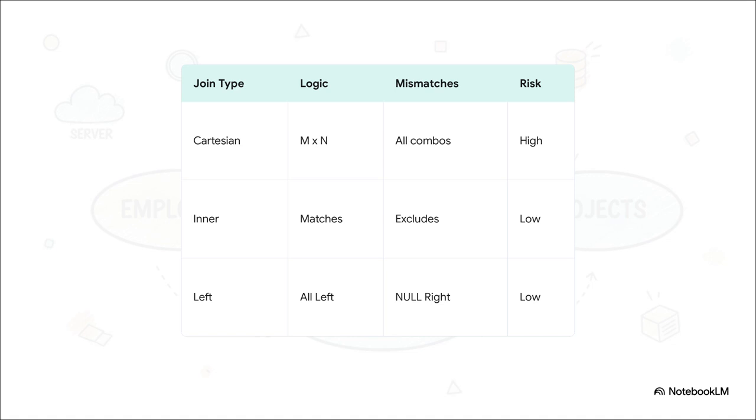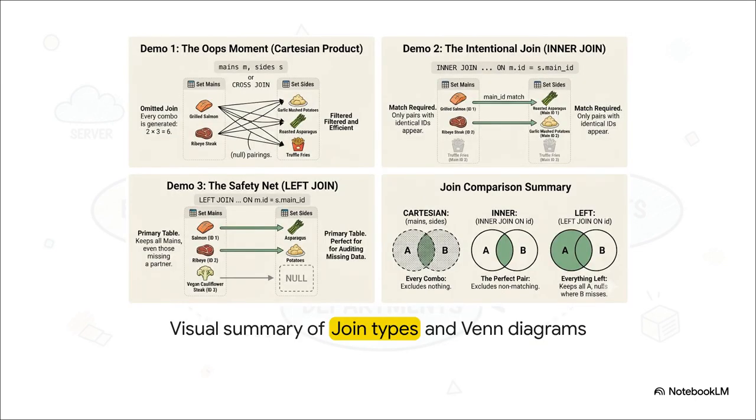Then we transitioned to the inner join, which only shows perfect matches and aggressively excludes mismatches. That's a low-risk, safe choice for precise data. Finally, we explored the left outer join, which safely keeps all your primary data from the left, adding nulls where the right side falls short. Connecting the abstract SQL logic directly back to our restaurant plates really reveals the full picture. You have the Cartesian join generating every single crazy combo.